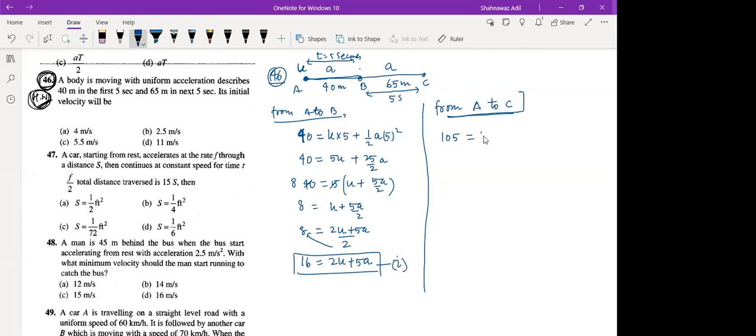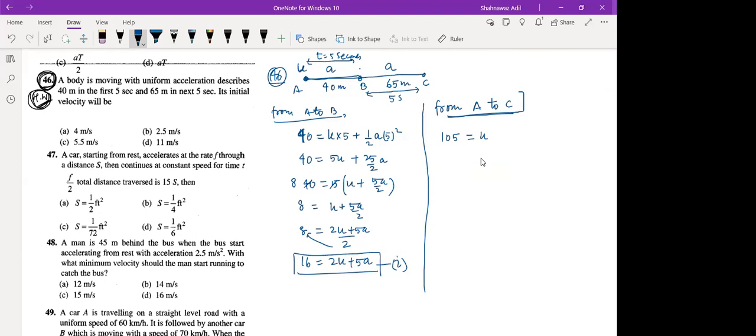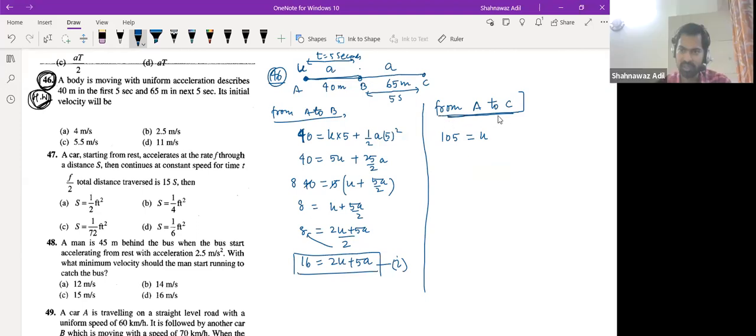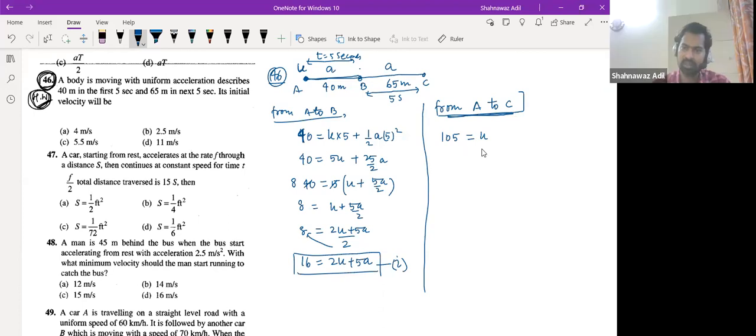UT plus half A square. Yeah, and time is how much? From A to C, 5 seconds. A to C, A to C. That is why I have written A to C. So how much is time? 10 seconds, right?